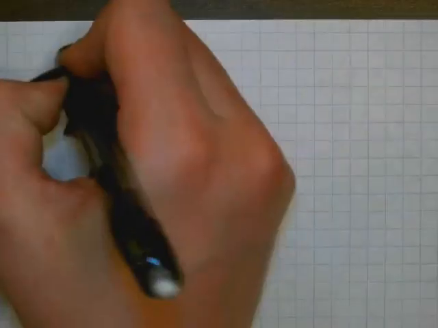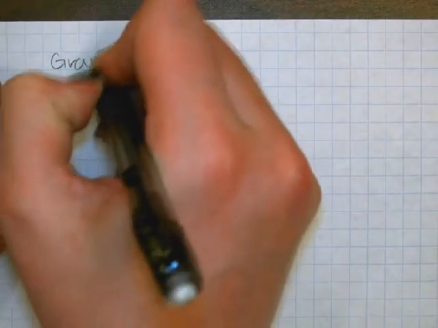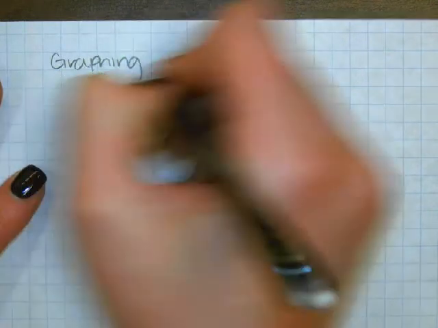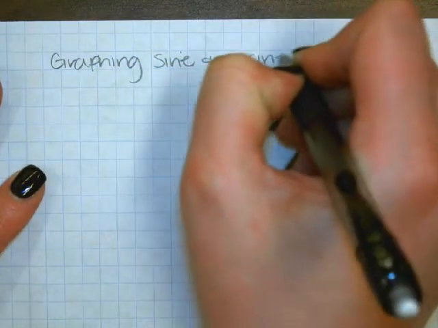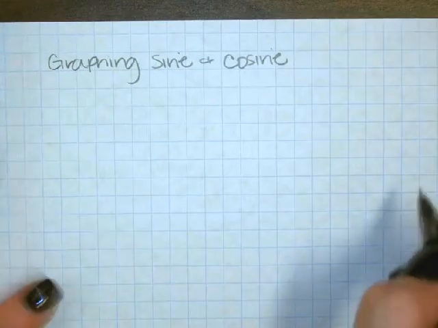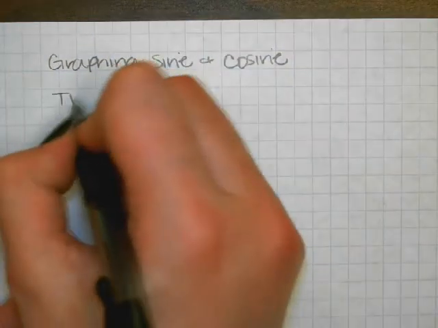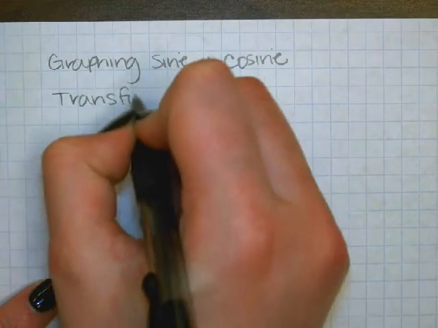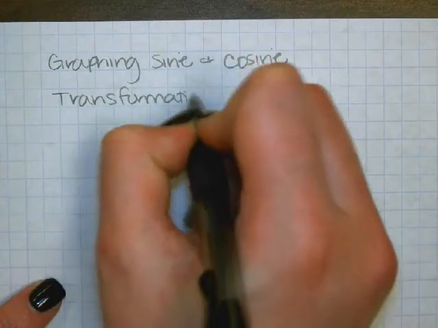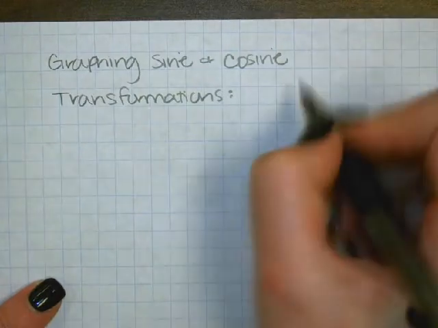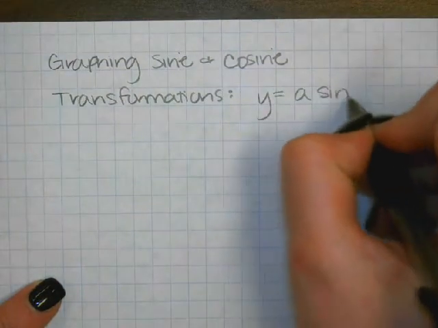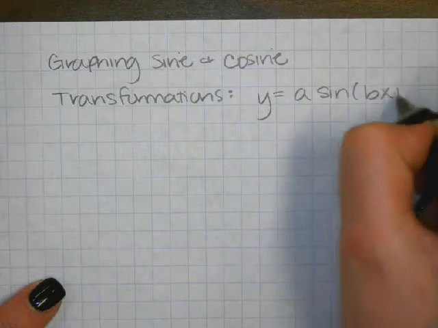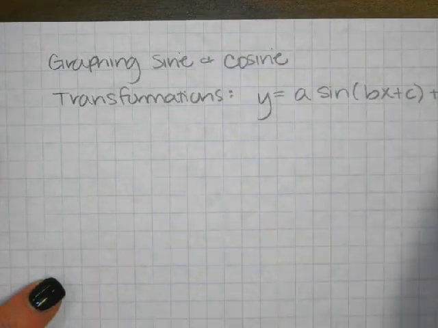Okay, so the title of these notes is Graphing Sine and Cosine Functions by Hand. So first we're going to go ahead and look at the transformations, because once we know the transformations, then we can graph them. So y equals a times sine of bx plus c plus d.